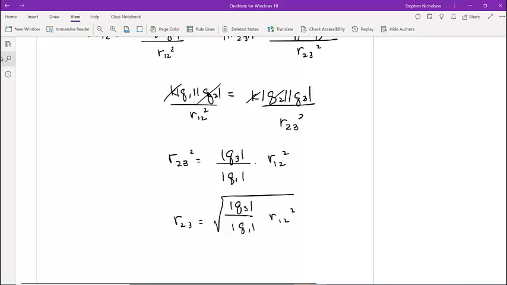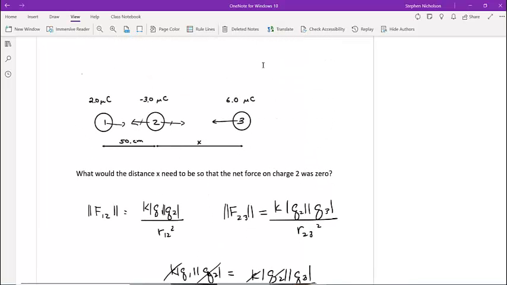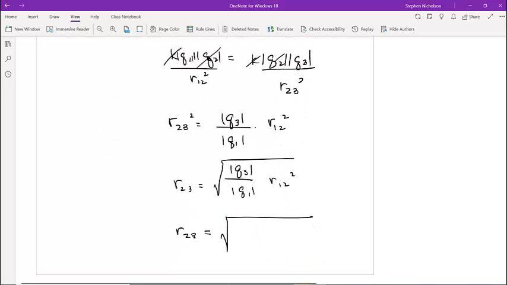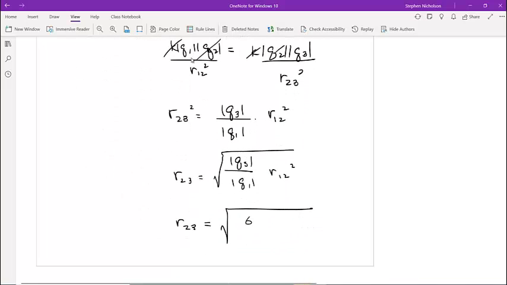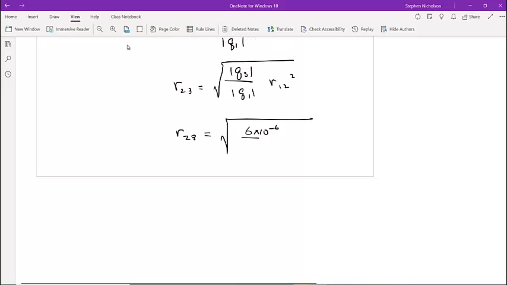So now we can just plug the numbers in. The distance R23 is the square root of Q3, for which I'm just going to use the magnitude. Again, I'm going to use 6 instead of 6 times 10 to the minus 6 because it's going to cancel out anyway. Well, I'll just put it in there, 10 to the minus 6. And then Q1 is 2 times 10 to the minus 6, and 50 centimeters, so we're going to get our answer in centimeters.